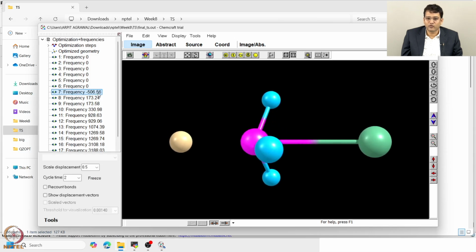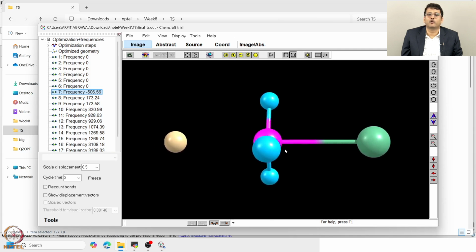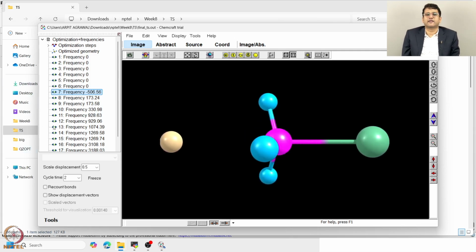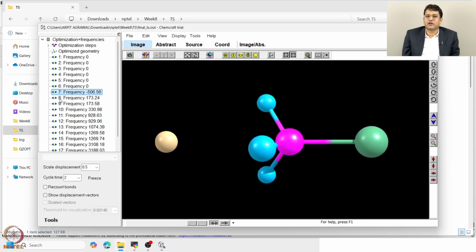And now if we view the frequency, you can see this actually corresponds to the reaction coordinate. So, this is fluorine, this is chlorine, this is how the reaction is supposed to happen. Do not get fooled by this bond, this is just representation. One important thing to notice is that getting one negative frequency is not good enough. The frequency should be a high enough value.